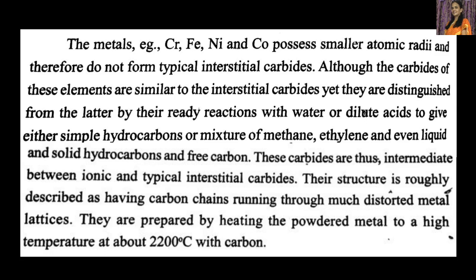These carbides have structures with carbon chains running through much distorted metal lattices. They are prepared by heating powdered metal directly with carbon to a high temperature, around 2200 degrees centigrade. Then these metal carbides are produced.